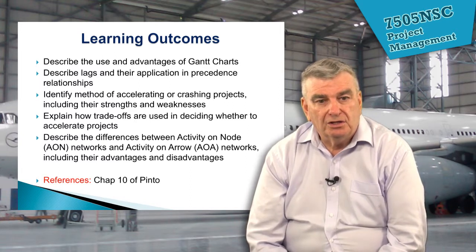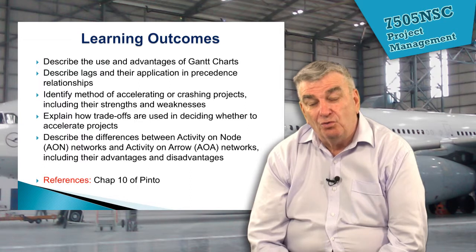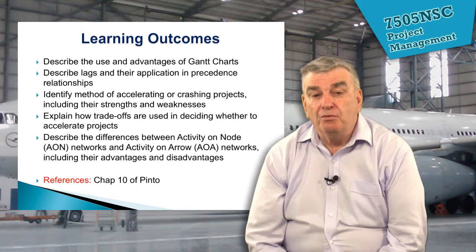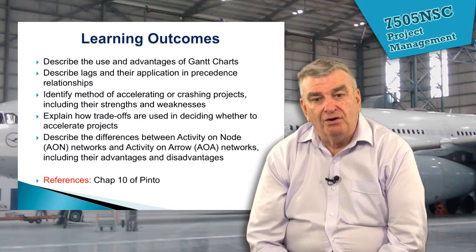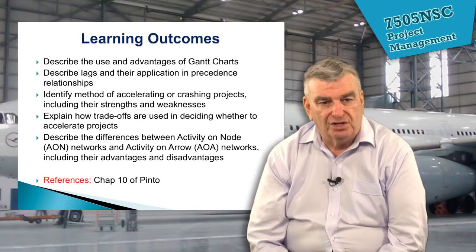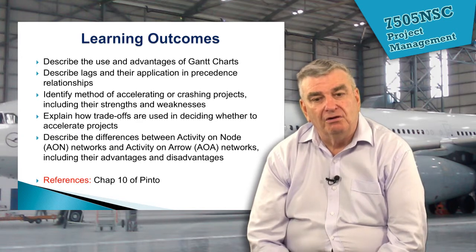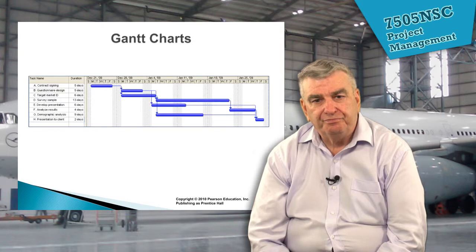We're going to explain how trade-offs are used in deciding whether to accelerate projects, and then we're going to extend further in talking about how activity on arrow networks are used as well as the activity on node that we've been discussing up until now, including their advantages and disadvantages.